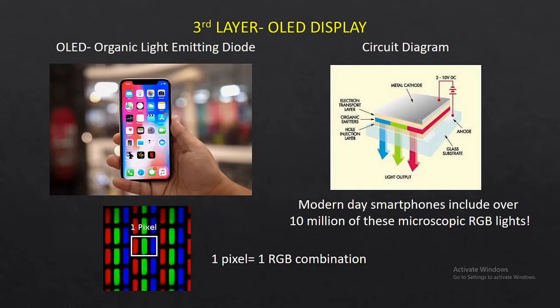Modern day smartphones have over 3 million pixels, meaning that there are around 10 million microscopic, individually controllable RGB lights at the palm of our hand. Just imagine the level of engineering required to control and manufacture that many microscopic lights. We definitely take technology for granted.